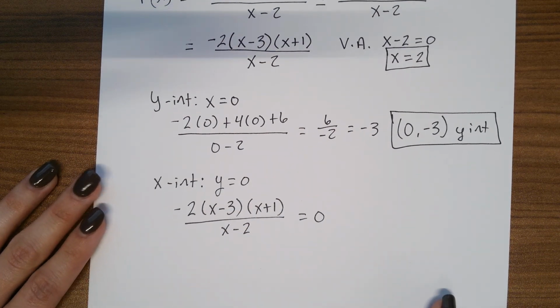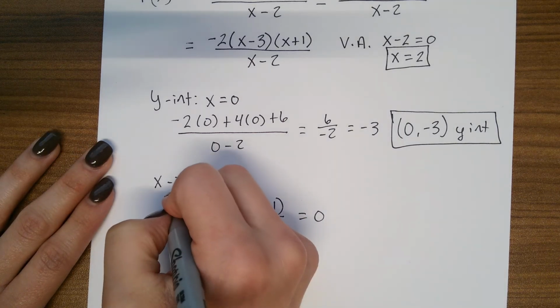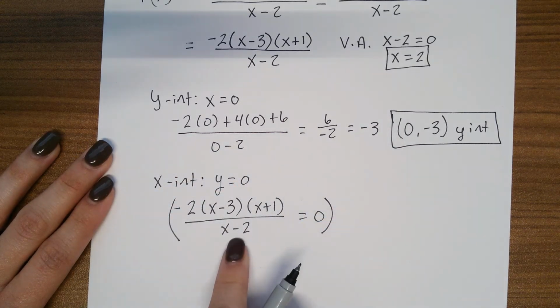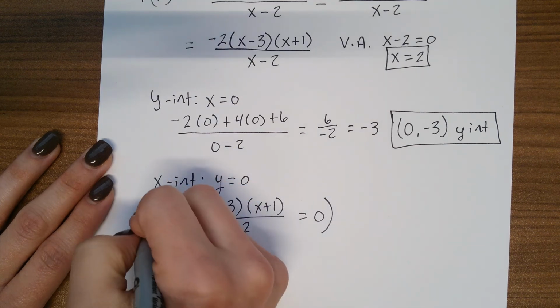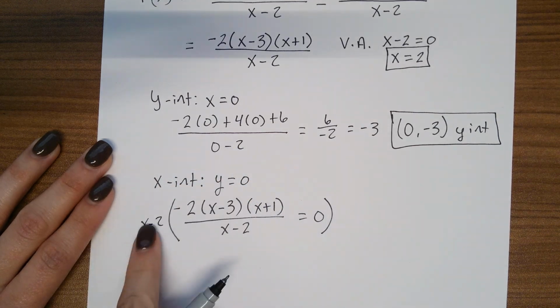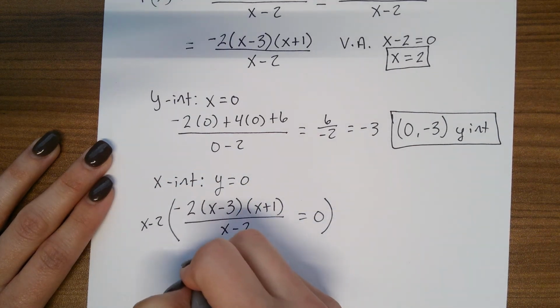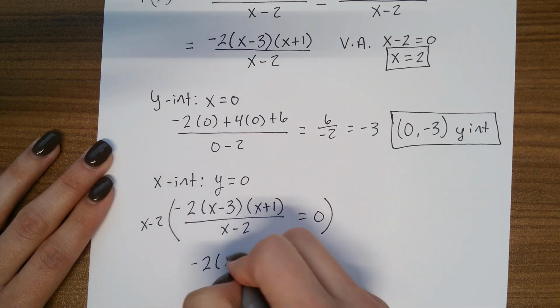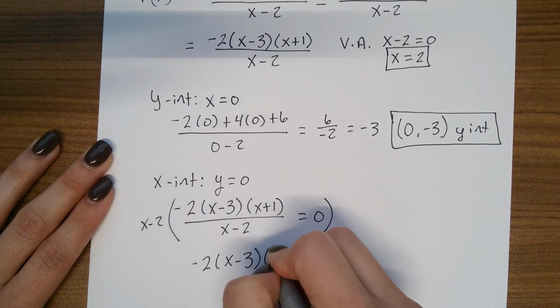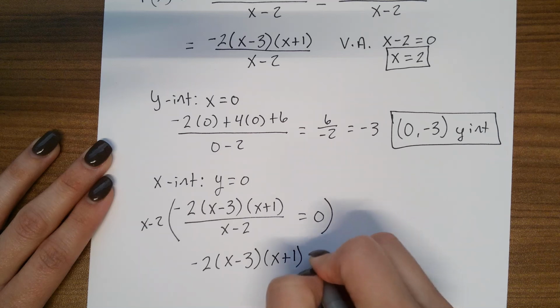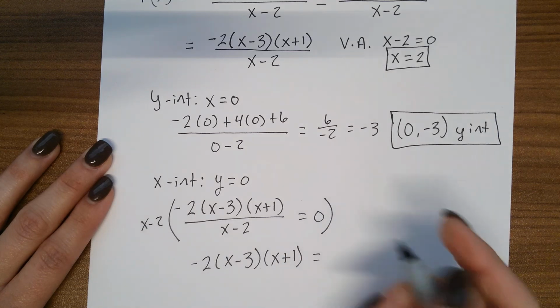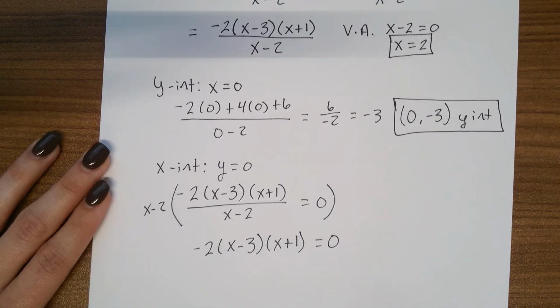So we are just solving a rational equation. I'm going to multiply both sides by the common denominator, which in this case is x minus 2. On the left, my x minus 2 cancels out, so I get negative 2 times x minus 3 times x plus 1 equals x minus 2 times 0, which is just 0.